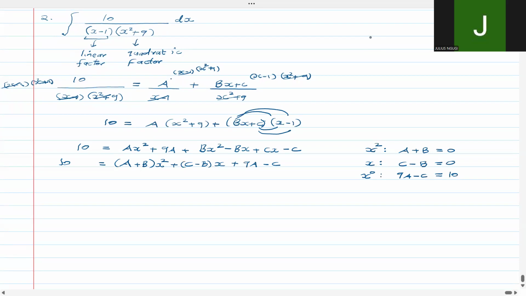Now we have a system of linear equations, the 3 of them. And this is easier because you can solve for A. For the first one, A will equal minus B. For the second one, you can see that C equals B. And the last one, you can see that C equals 10 minus 9A. So if you take minus C, you have C equals, sorry, minus 10 plus 9A.